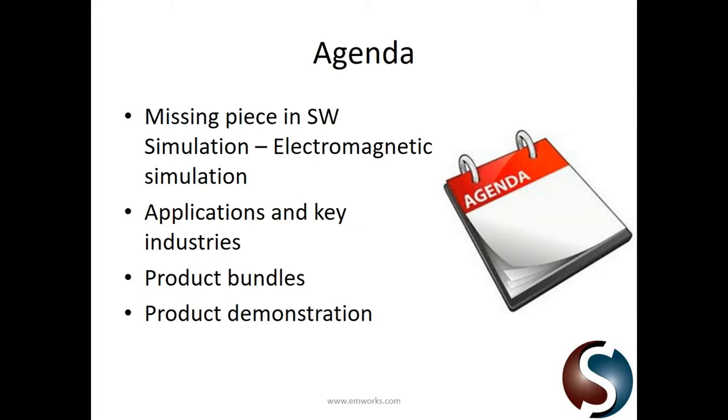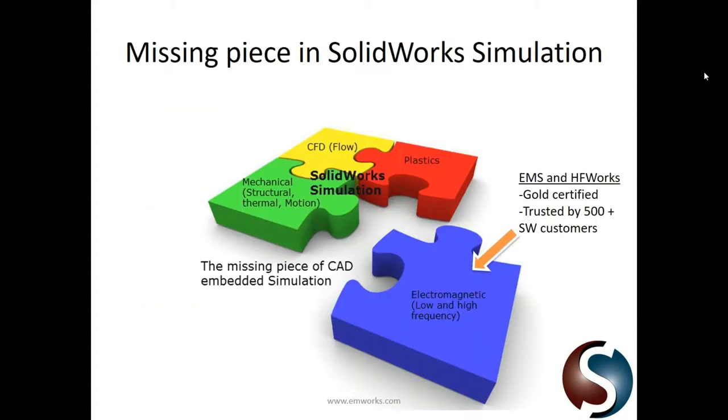Now, really, EM simulation is this missing piece in SOLIDWORKS simulation. I hope most of you have some exposure to SOLIDWORKS and SOLIDWORKS simulation. We know very well that SOLIDWORKS simulation consists of the mechanical simulation, which can do structural, thermal, motion, etc. Then there is SOLIDWORKS CFD or FlowWorks, which does the CFD part of the SOLIDWORKS simulation. There is also plastic simulation. And really, the missing piece is the electromagnetics in there. And this is where EMS, the product of EMWorks, comes into play.